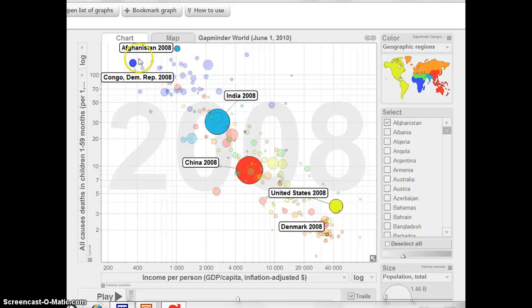If you look here, you have Democratic Republic of the Congo, Afghanistan, all the way up here in your upper left-hand corner, over 100, and then as far down here as Denmark, down here below 2, the United States somewhere here between 3 and 4, and so obviously there's a very wide disparity.